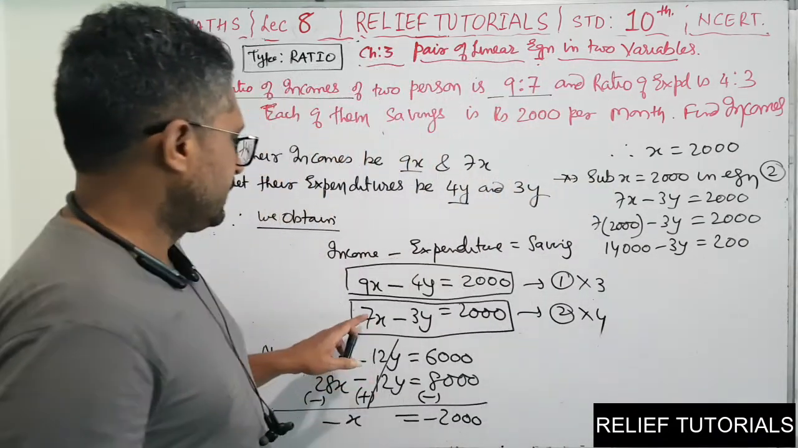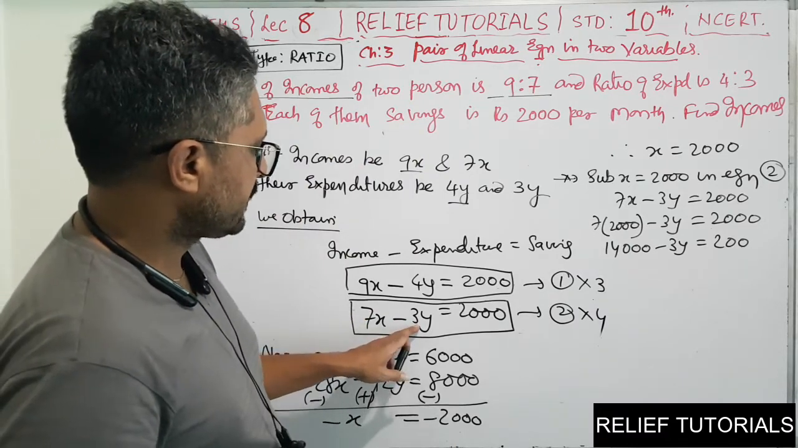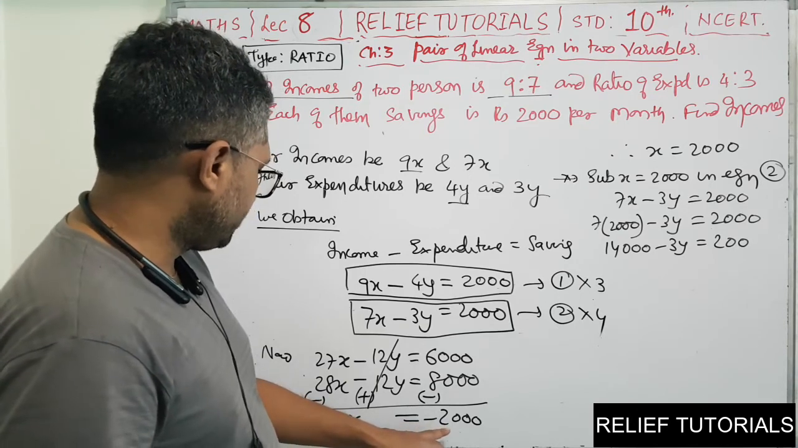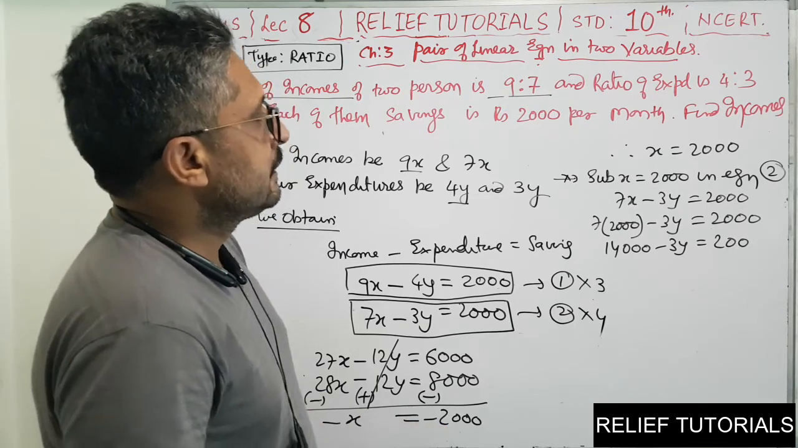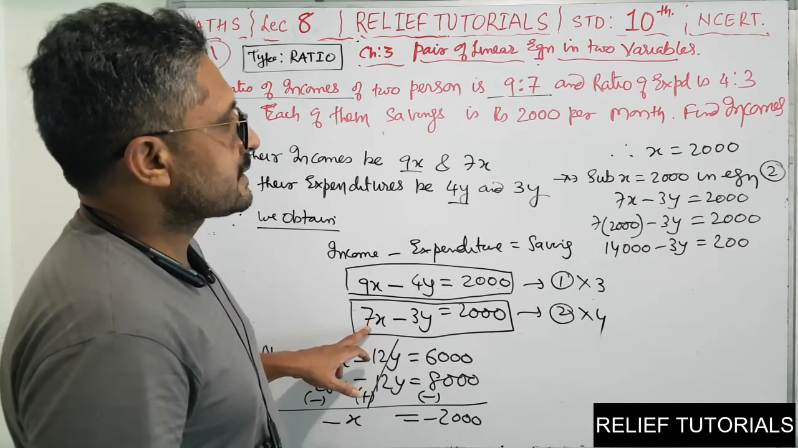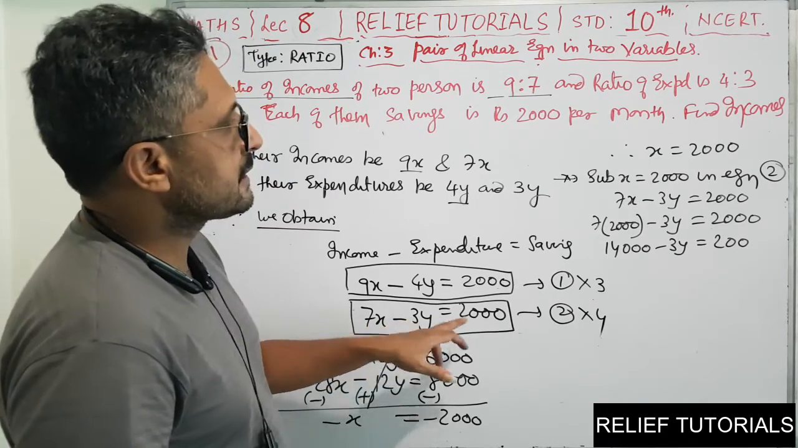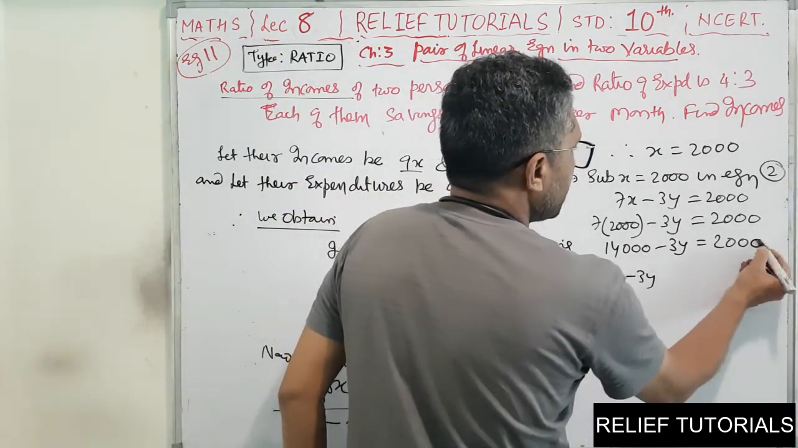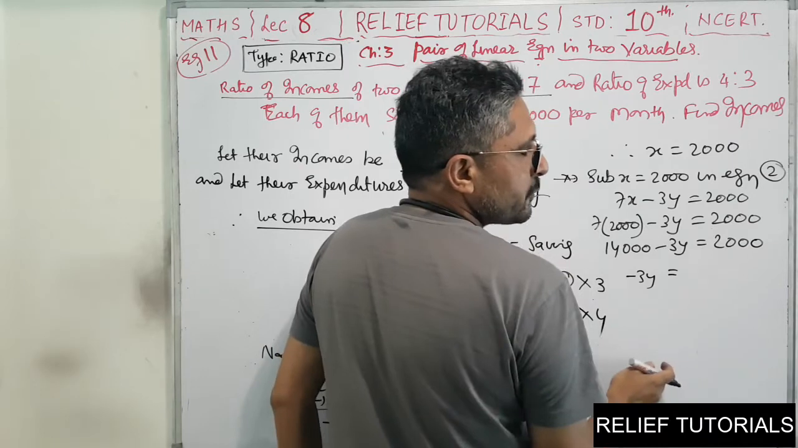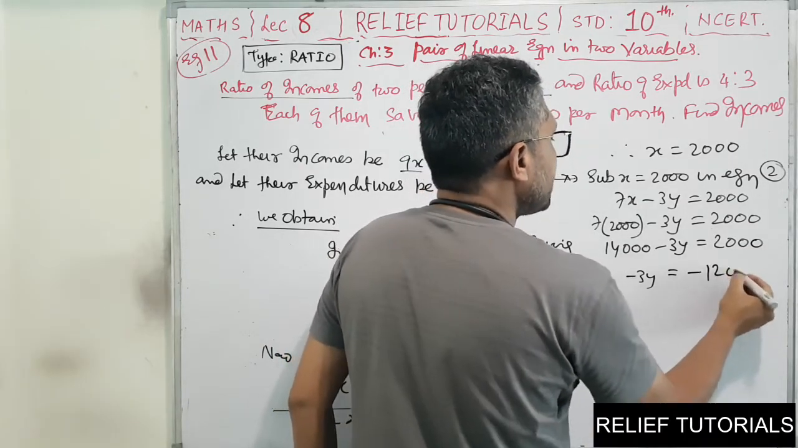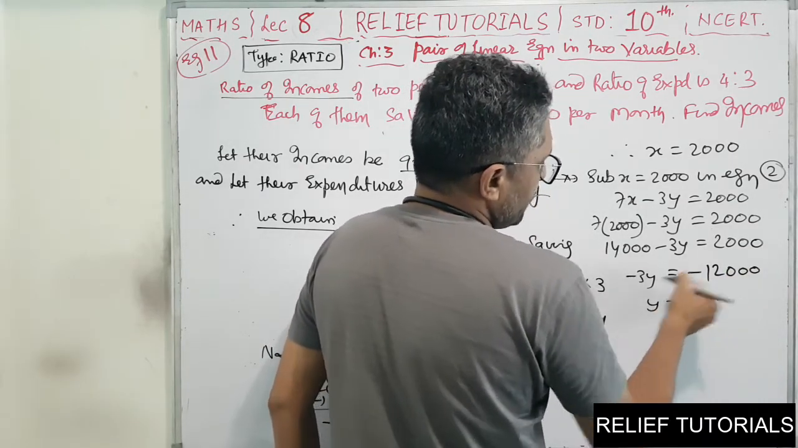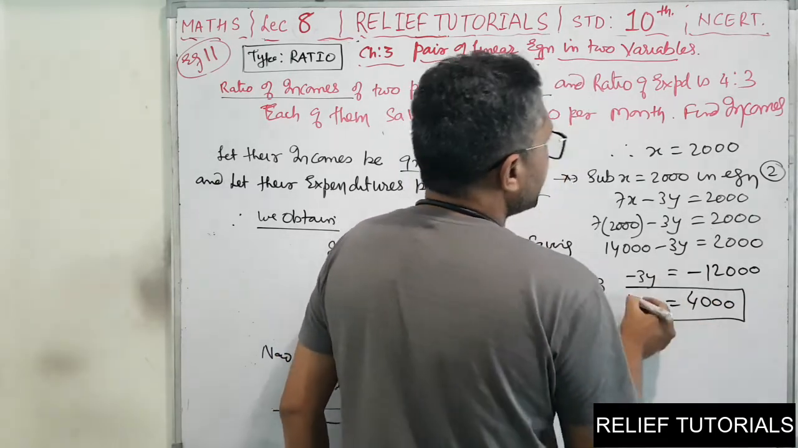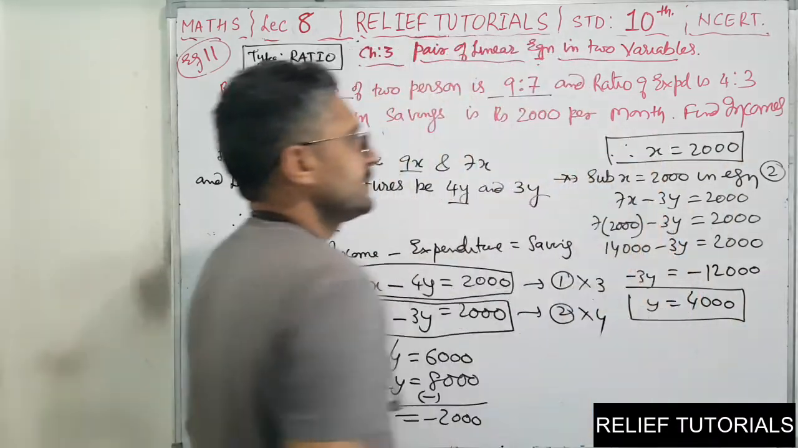Just a minute. 7x minus 3y is equal to 2000. You got it? So x is equal to 2000. Equation 2: 7 into 2000 minus 3y is equal to 2000. So now minus 3y is equal to 2000 minus 14,000, so that will be minus 12,000. So y is equal to 12,000 upon 3, which is 4,000. So here we got y and here we got x.